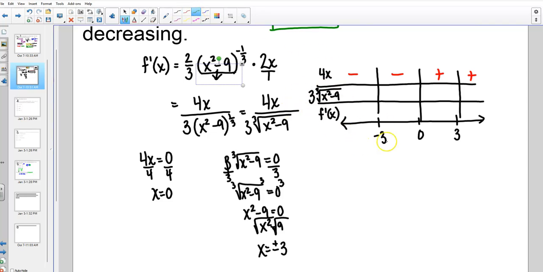Then this part's a little tougher, but we're plugging in numbers here. So we've got 3 cube root of, I'd probably use a -4 squared minus 9. So that'd be 3 cube root of 16 minus 9. 16 minus 9 is going to be positive. I'm multiplying it by a positive. That's going to give me a positive.